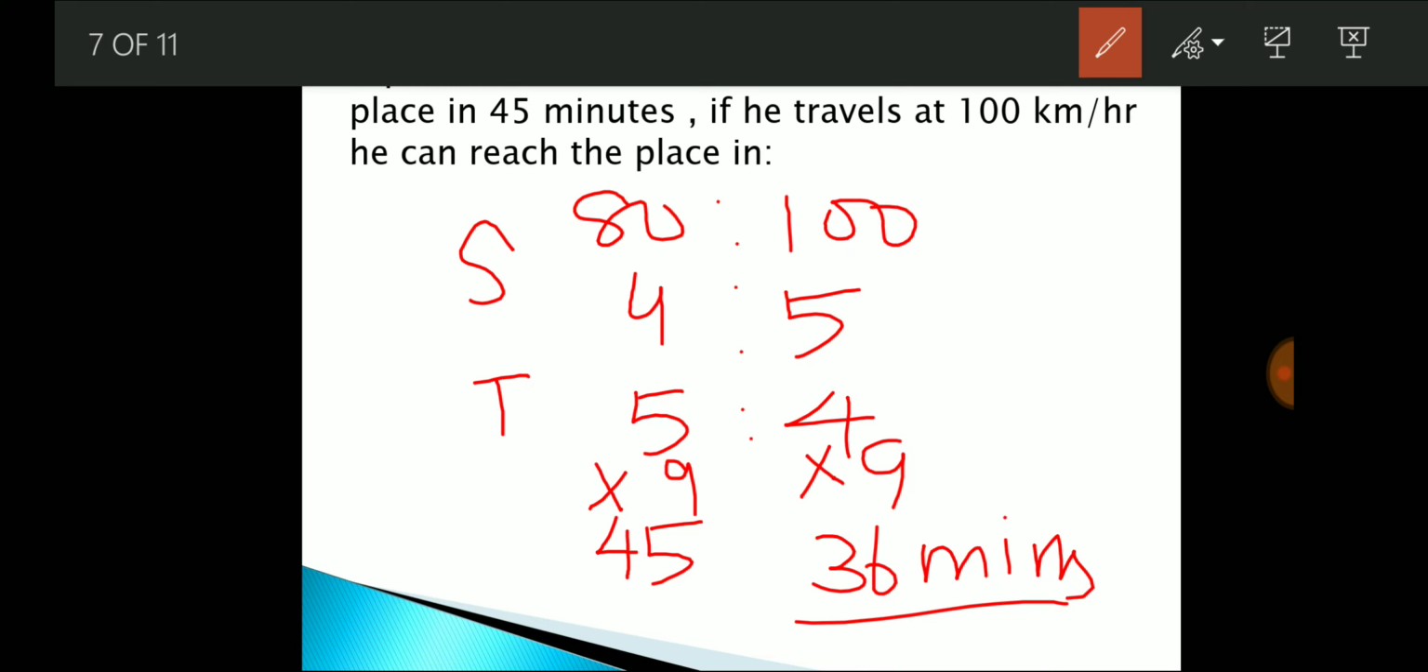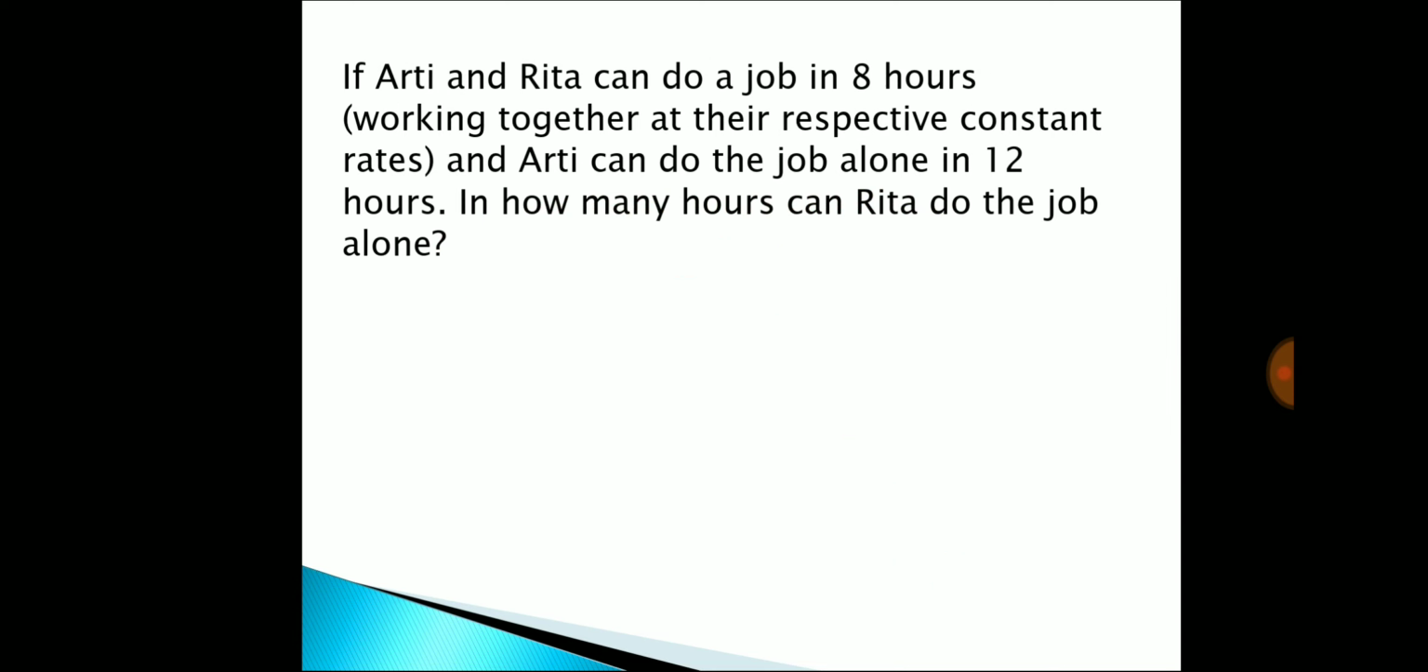We can still do it this way. 4 parts of the efficiency, it takes 45 minutes. Then 5 parts of the efficiency, how many minutes will it take? This increases, this will reduce. Still gives you the same answer. Or we can still do this method. Answer is 36. Next question.